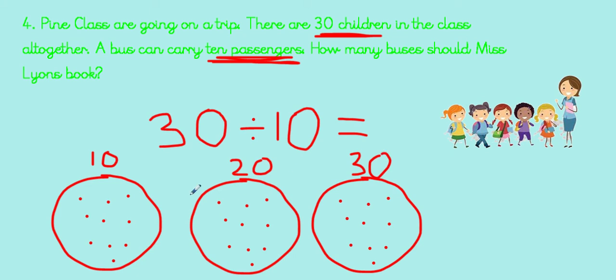And how many buses have I got? 1 bus, 2 buses, 3 buses. So 30 divided by 10 is 3. Well done.